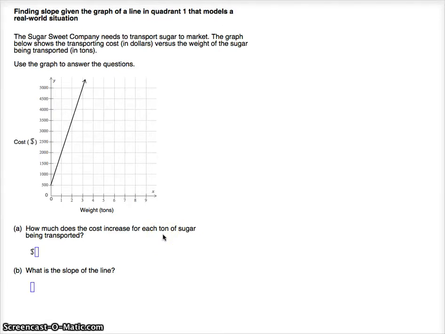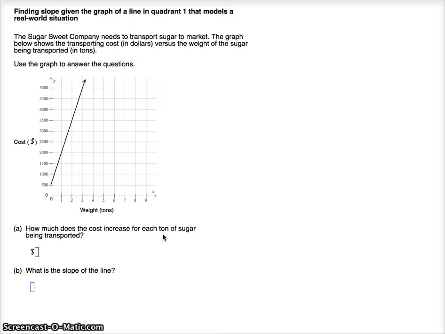Finding the slope given the graph of a line in quadrant 1 that models a real-world situation. So this topic is going to continue our discussion of rate, but merge it with a new idea called slope, which is just the rate of change. So it's the ratio of the change in y over the change in x. So let's see how we're going to work with this.